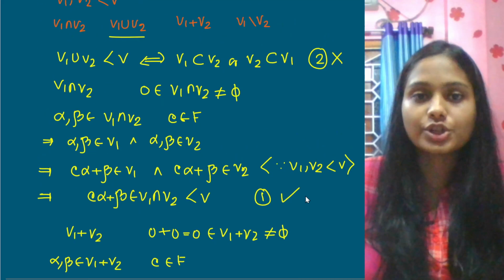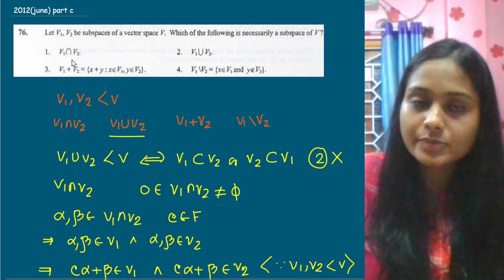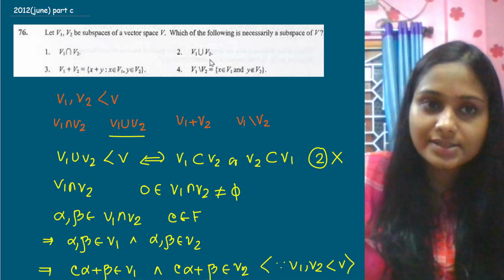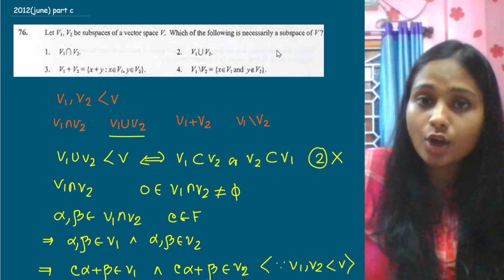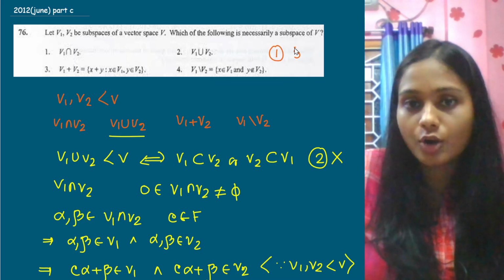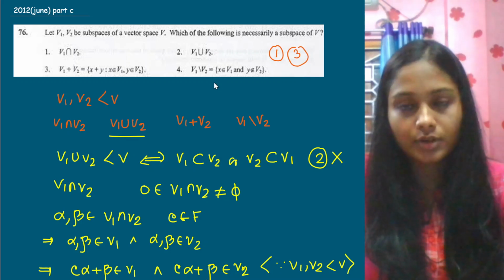So in this question, the correct options are: this is a subspace, this is not a subspace, this is a subspace, and this is not a subspace. So the correct options are 1 and option 3, and 2 and 4 are the false options.